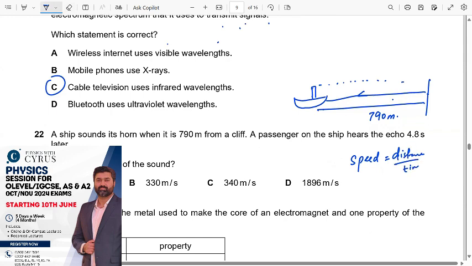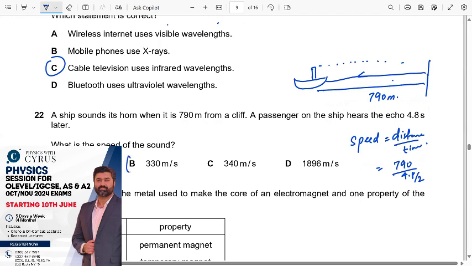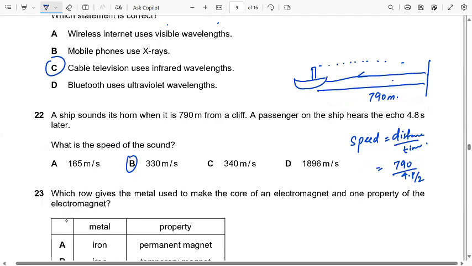Speed is distance over time. What you can do is, let's say this distance is 790, टाइम को डिवाइड बाय 2 करते हैं, ठीक है, वो आने और जाने का टाइम है। जब आप इसको करेंगे तो आपका आंसर क्या आएगा? 330, right? Is that clear?